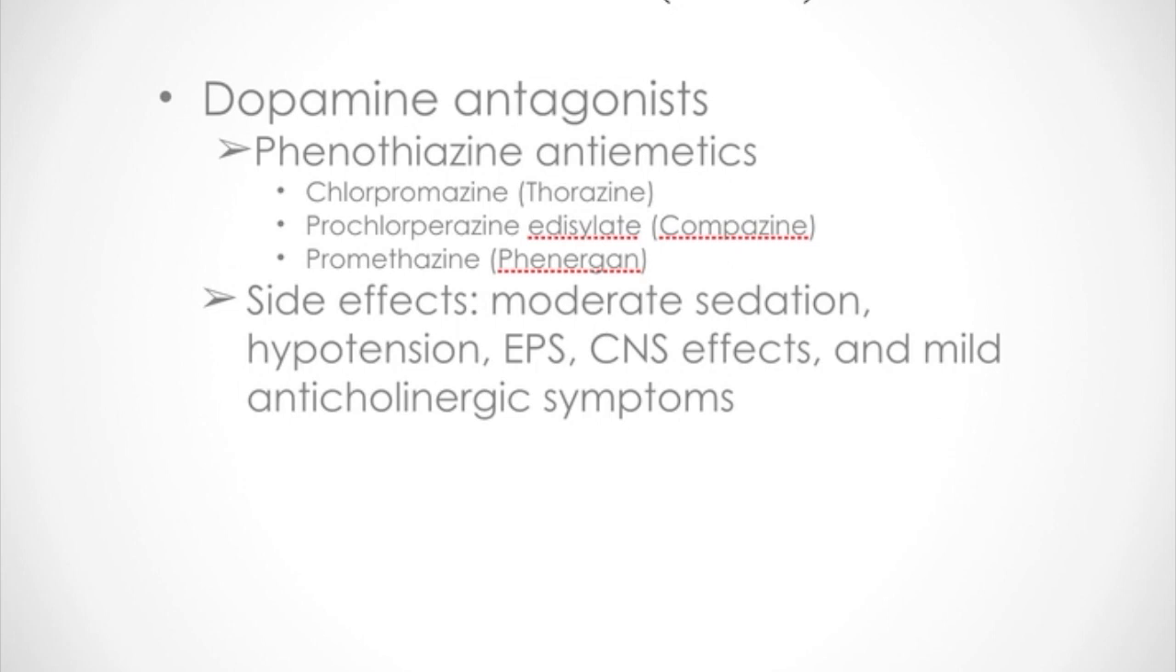The dopamine agonists, the big ones to know are your Thorazine, Compazine, and Phenergan. They have some side effects of moderate sedation, low blood pressure, some central nervous system effects, and mild anticholinergic symptoms. And these work by suppressing emesis by blocking dopamine receptors in the CTZ zone.